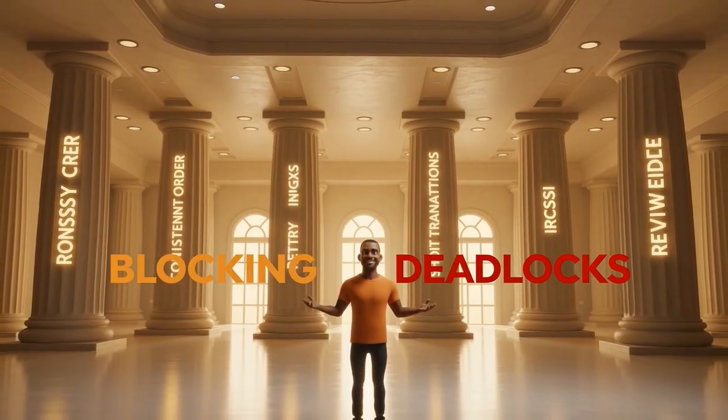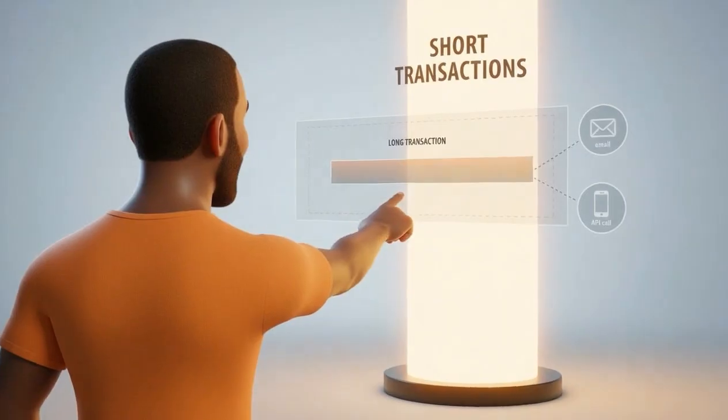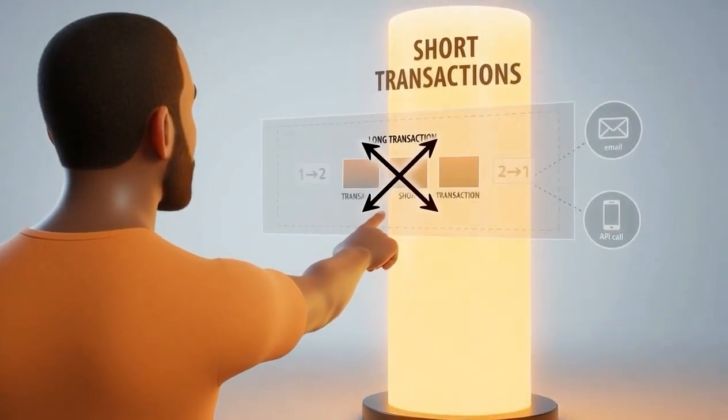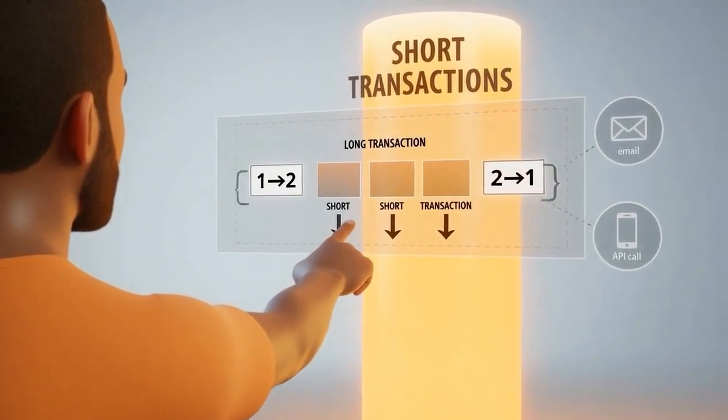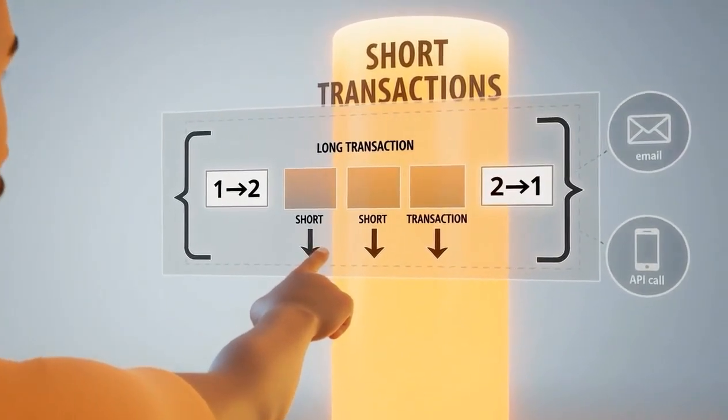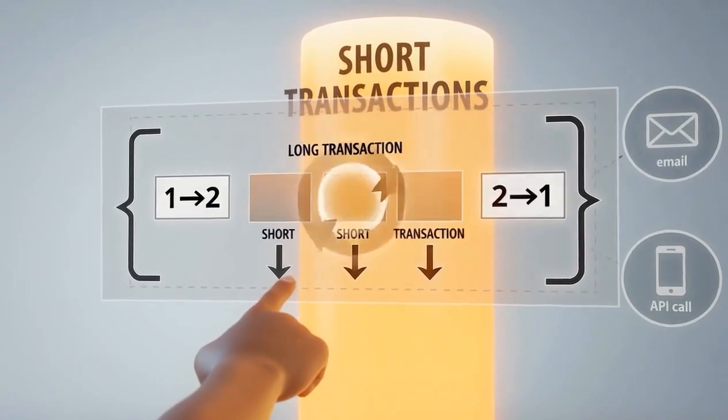Access objects in a consistent order. Deadlocks most commonly occur when two transactions access the same tables in different sequences. Enforce a consistent order of table access in your application code and stored procedures to eliminate circular waits.